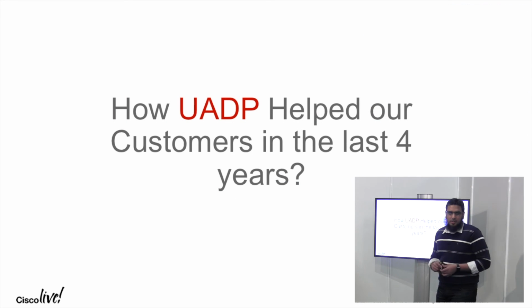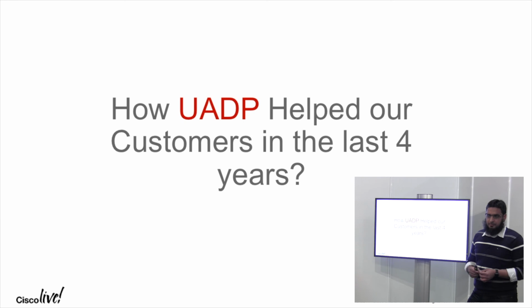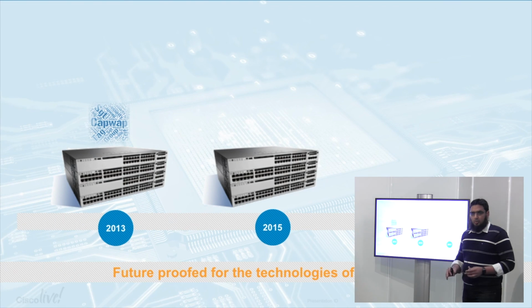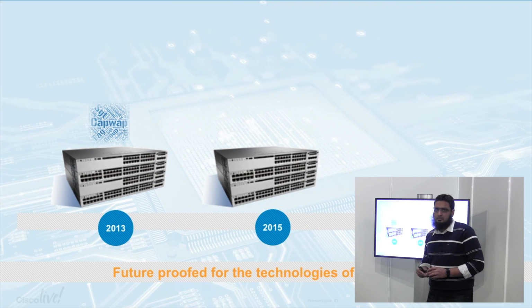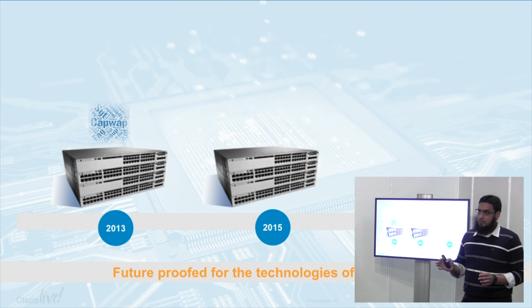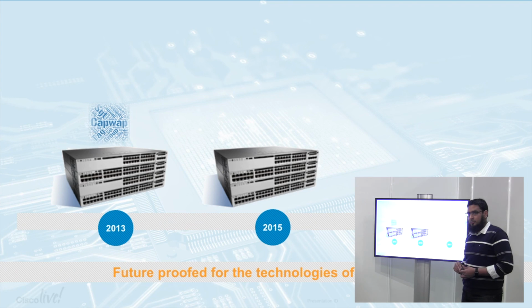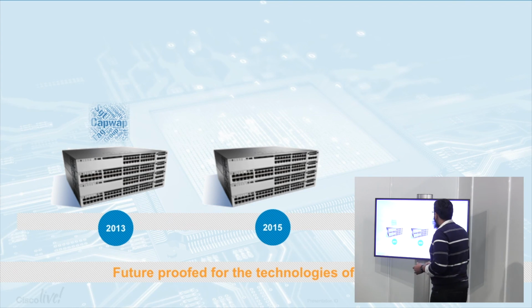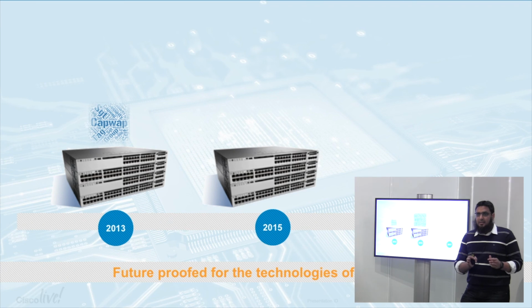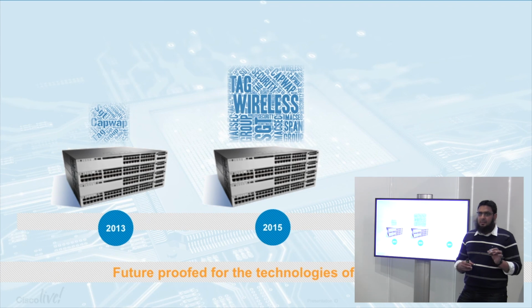So the question is, how has UADP helped us and our customers in the last 4 years since we launched the Catalyst 3850? Okay. So when we introduced Catalyst 3850 in 2013, we had a good amount of features, right? About 80% of the features that we had in 3750 we brought to the 3850. Over time, we have added, I'm only talking about those features that traditionally need ASIC changes, right? That needs programmability at the microcode level.